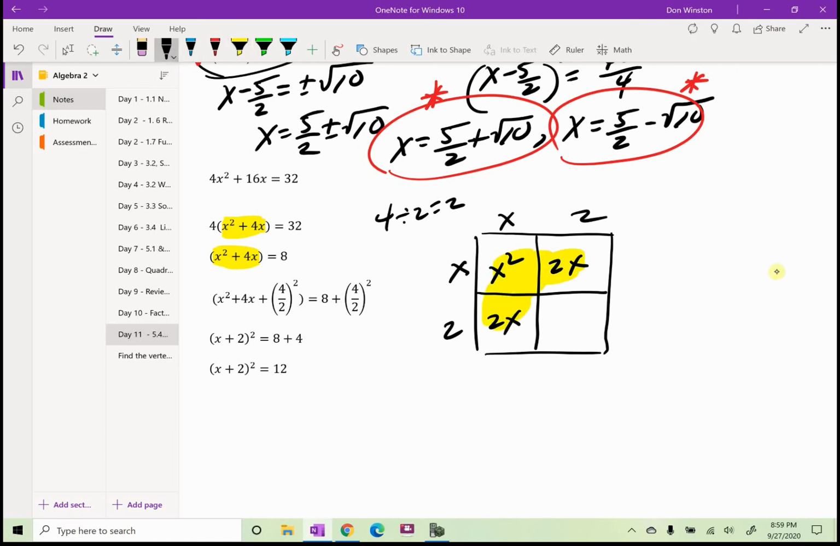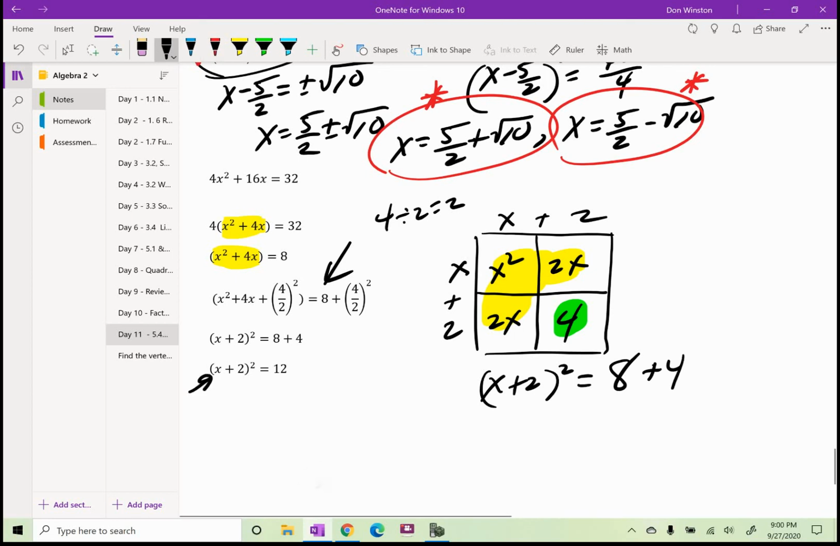But when I complete the square, I'll be adding 4. Okay, so x plus 2, that's x plus 2 squared, equals, and what did we have on there? Now we have to add 4 to the other side. So then we get x plus 2 squared is equal to 12.